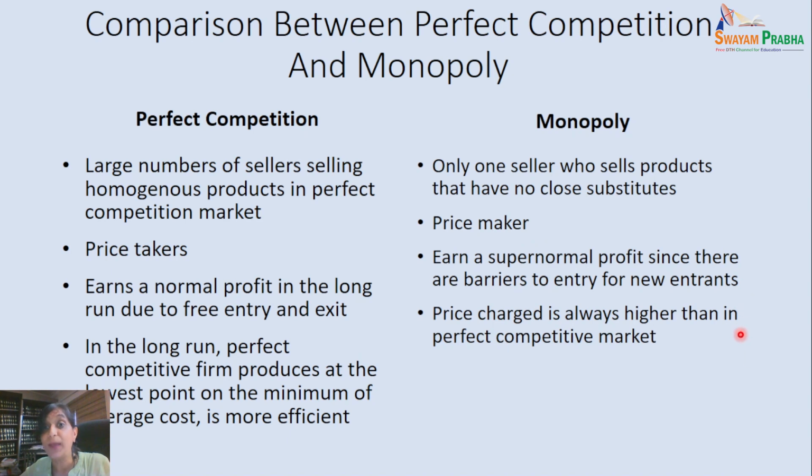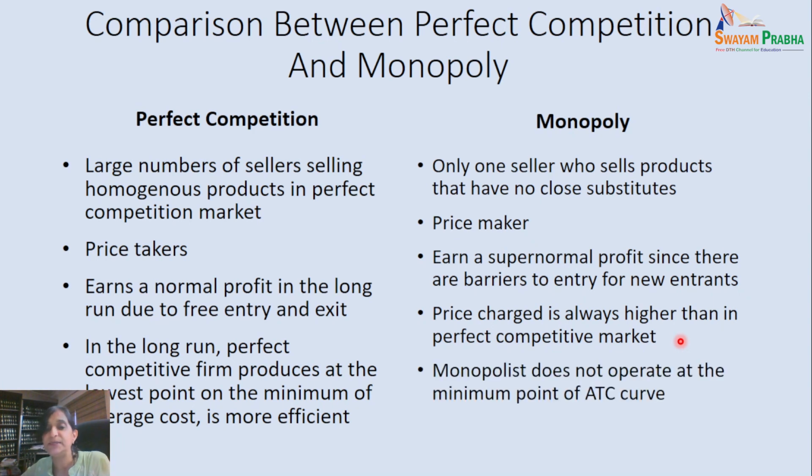Think about why. Try to go back to the graphs. Whether the AR and MR were the same in monopoly or whether they were different, then you will get the answer. Take it as an assignment: why is the price charged in monopoly higher than in perfect competition? Draw the graphs of both and see.